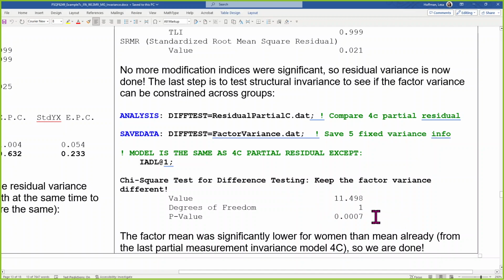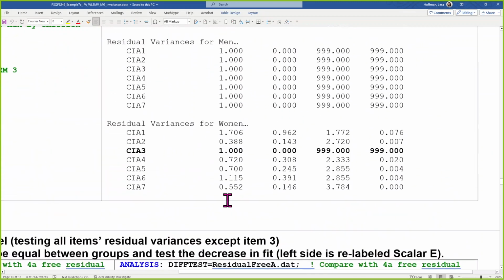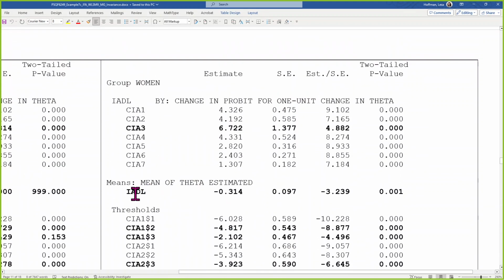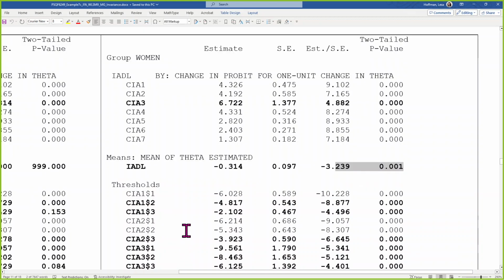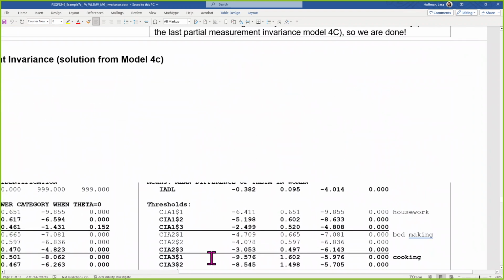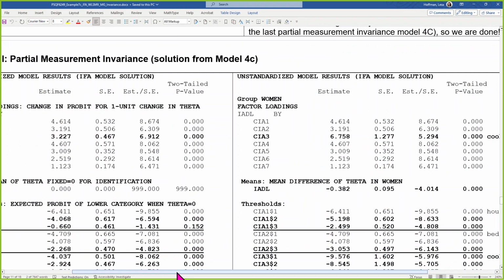Factor variances I tried to constrain. They wanted to be different, so that's the end of the sequence. So we already know that the factor mean was different between groups. In, for example, back a few models, it's already significantly different than 0, so we know that it's different than the other group in which it is 0 for identification. So it looks like we have no structural invariance in this result.